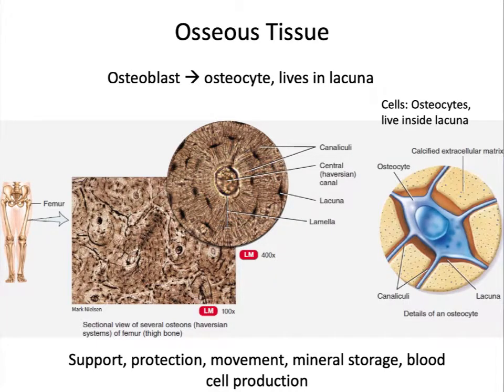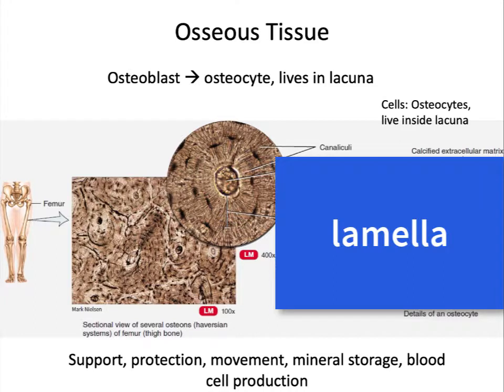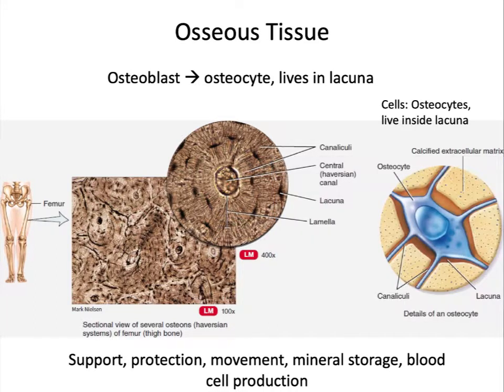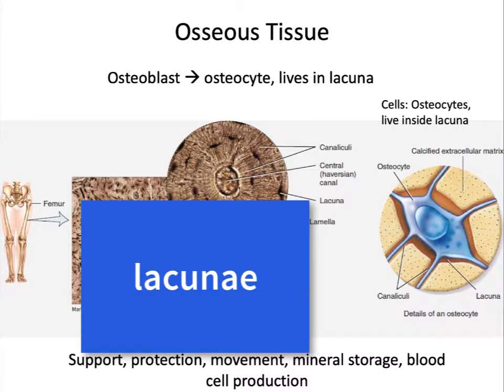Bones have an excellent blood supply, which is why you can break one and it gets repaired within a few weeks. Each of the rings is called a lamella. The osteocyte is the mature cell and lives within a lacuna.